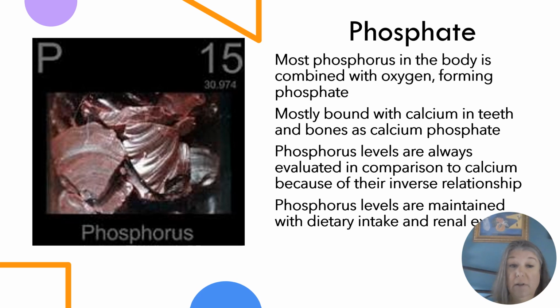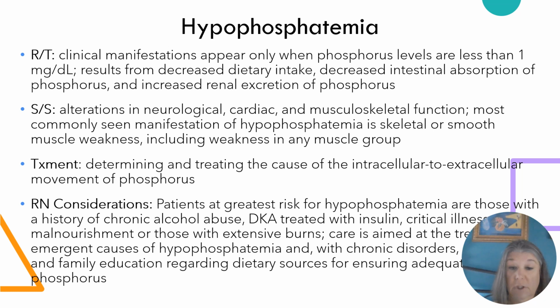It's mostly bound with calcium in the teeth and bones as calcium phosphate. All right. So calcium and phosphorus work together. They are in an inverse relationship with each other though, phosphorus and calcium. You can also find some inside the cells. Let's see. Phosphorus levels are maintained with dietary intake and renal excretion. Hypophosphatemia. So clinical manifestations appear only when phosphorus levels are less than 1 milligram per deciliter.